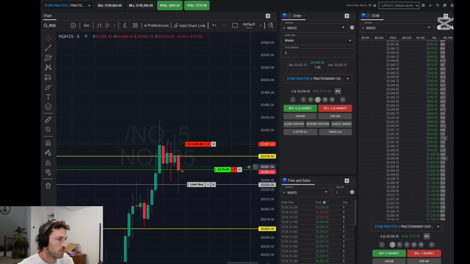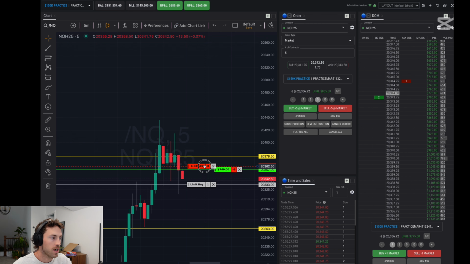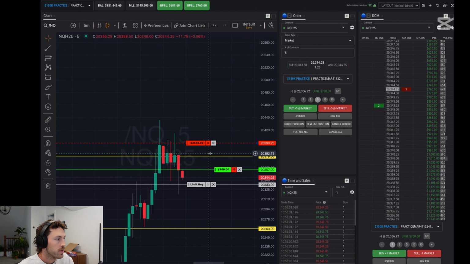And if you don't want to risk this much money, again, this is just a practice account, so you could have your stop loss here or have it a little bit closer. I personally like to risk about $500 per contract, which would be a stop loss of $1,500 right here, which is just right above this key level. Okay, so it's moving down.